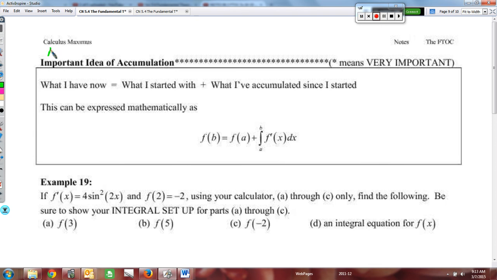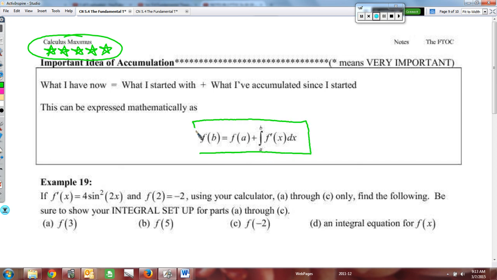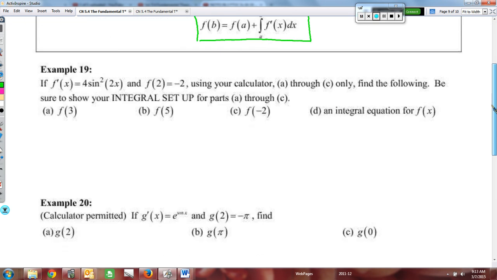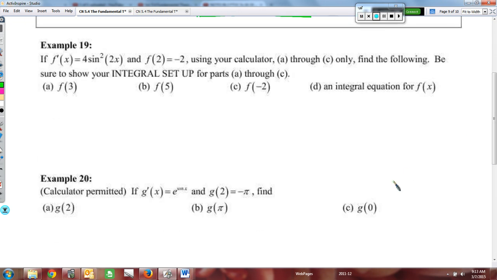And so that's always going to be important. So this is our most important idea of accumulation that we are going to use pretty much guaranteed in a free response, which is that where I am now is what I started with plus what I've accumulated since I started. And so this formula is something that you are going to use quite a bit. And so we're going to practice with that. All right, so let's take a look down here at example 19.